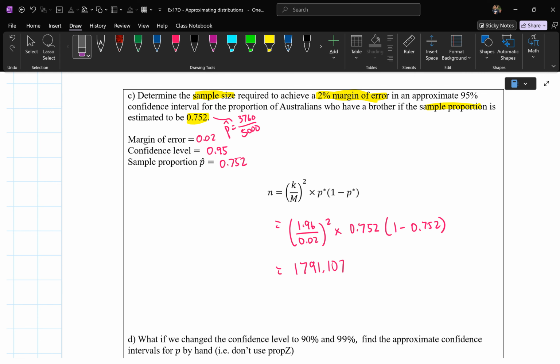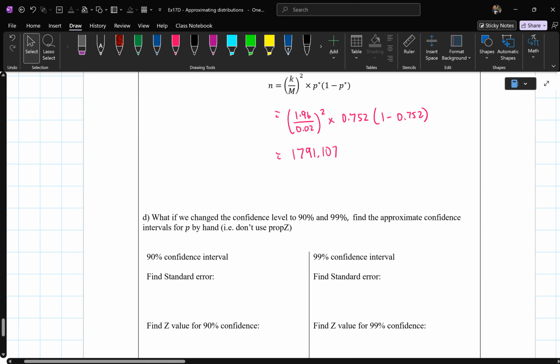All right, team, I think the last bit you can do, you don't need me there. That's just find the approximate confidence interval of P by hand. So you can do that by hand. But that's it. That's C and D.